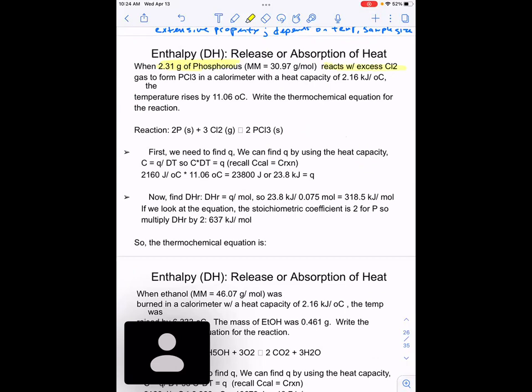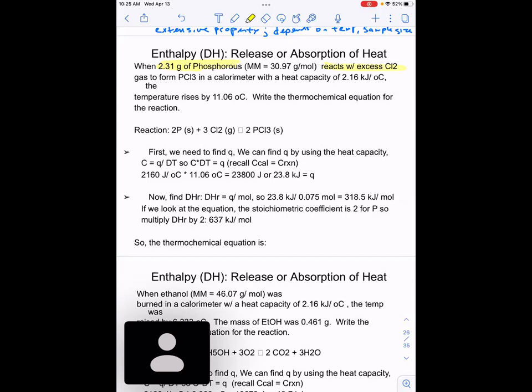So again, when we calculate delta H for a given reaction, it is going to be based on the limiting reagent or the limiting reactant. It's not going to be based on the excess, because that's going to change the number, right? It's a state function. If it's based on excess, then the heat given off, or absorbed, is obviously going to be more. So we're going to look at this.